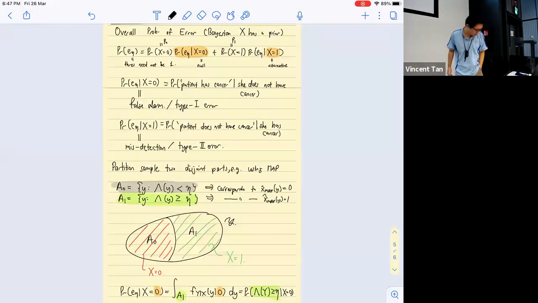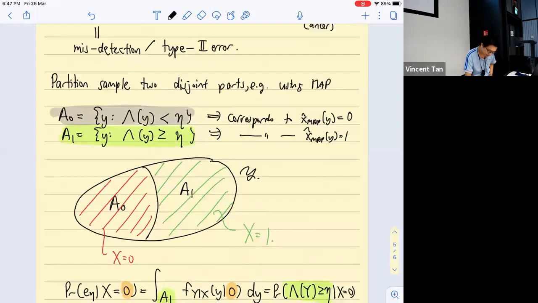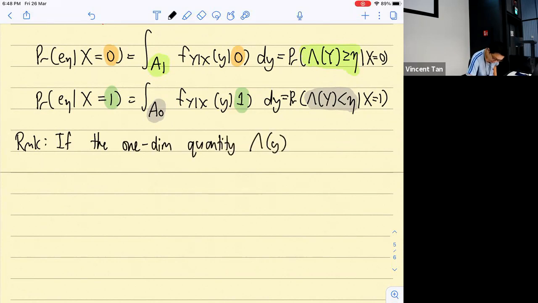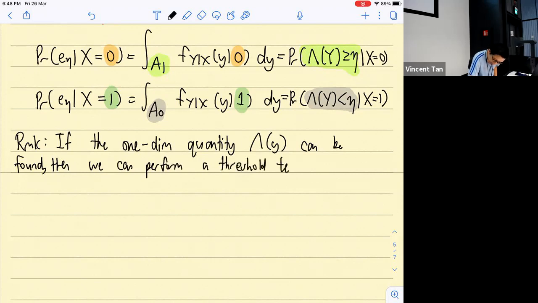So if not, let me go on to sufficient statistics and the remark that I want to write down. This sufficient statistics is very deep. I use it all the time. The idea is as follows: if the one-dimensional quantity lambda y can be found, then we can perform a threshold test on it without further reference to y.